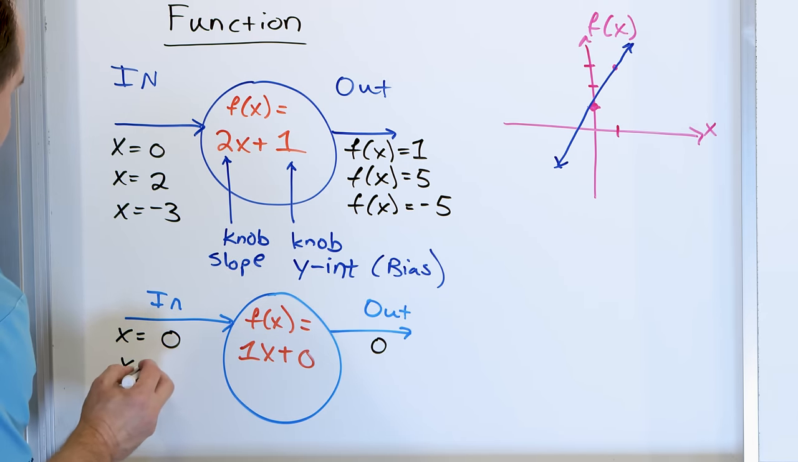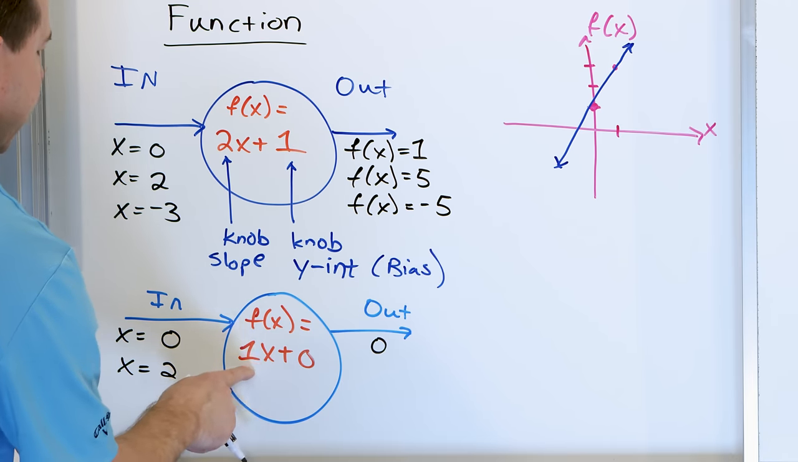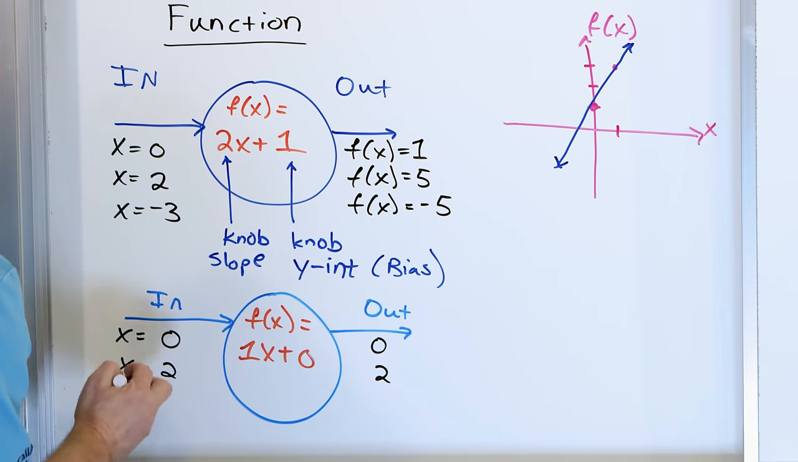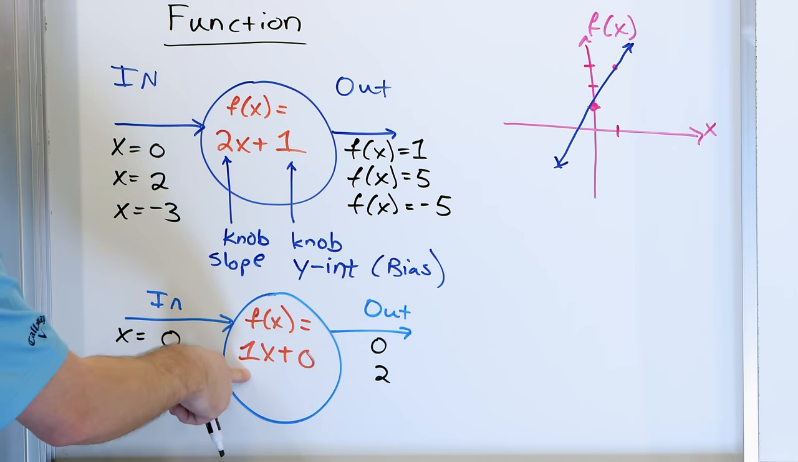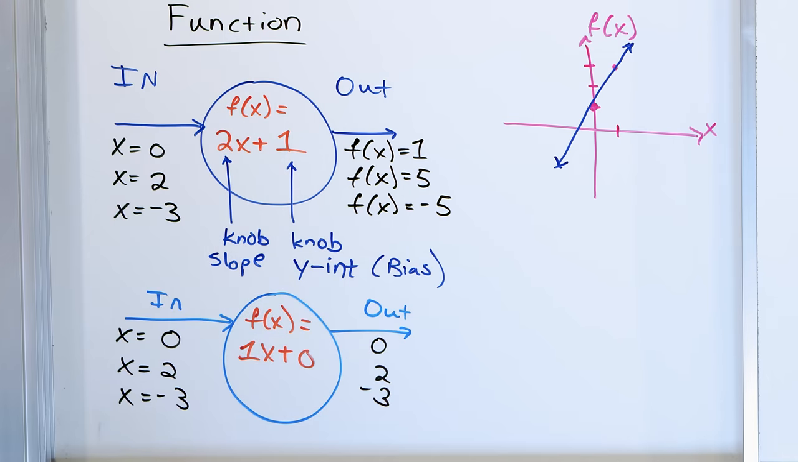If you put an x value of 2, same input value, then 2 times 1 is 2, and then you add the 0, you get an output of 2. If you put x, again, equals negative 3, then you have negative 3 times 1 is negative 3, you add 0, you get negative 3. So you see what happened.